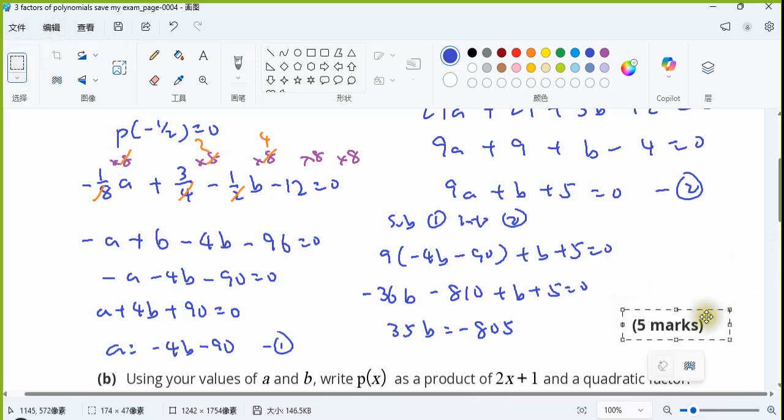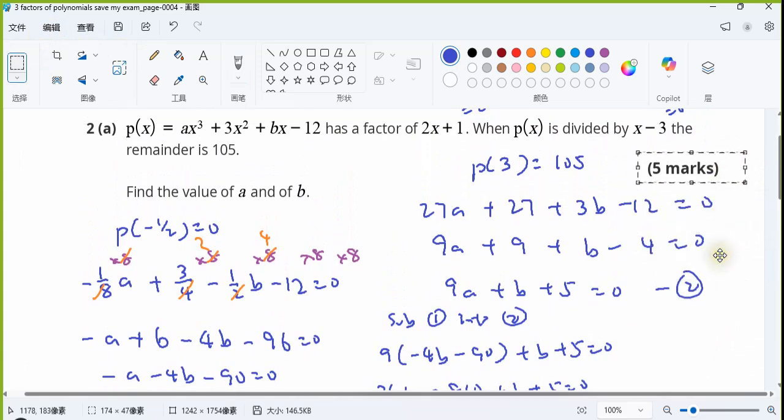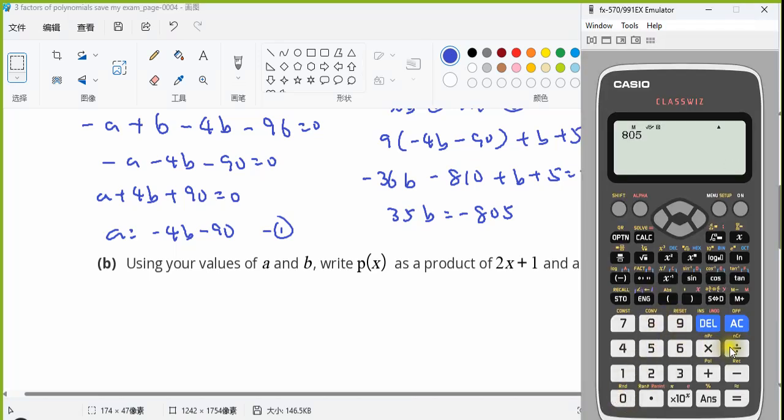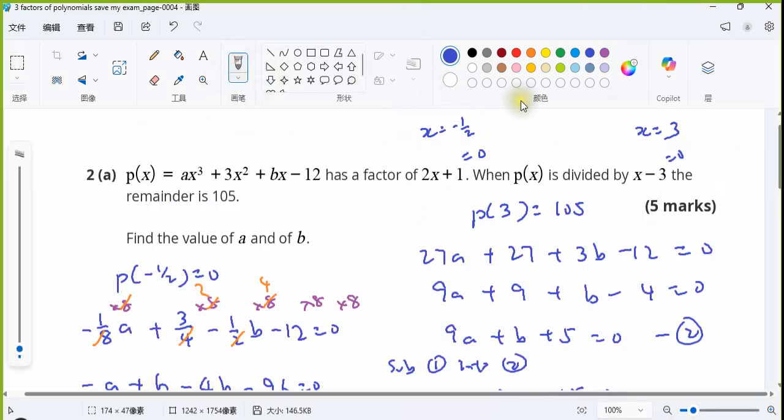Okay, so for this one, 805 divided by 35 then is negative 23. Okay, so it's negative 23. I make a mistake here. This is 105. Okay, so 105 divided by 3, then is 35.